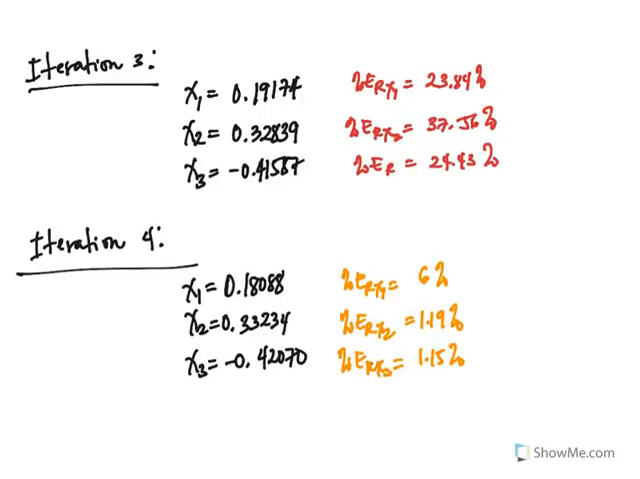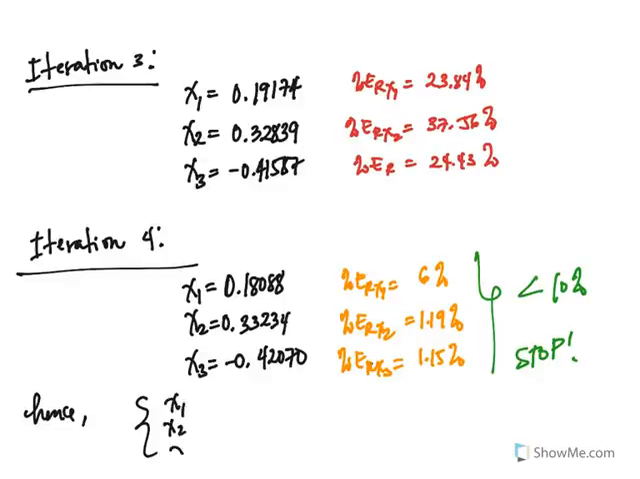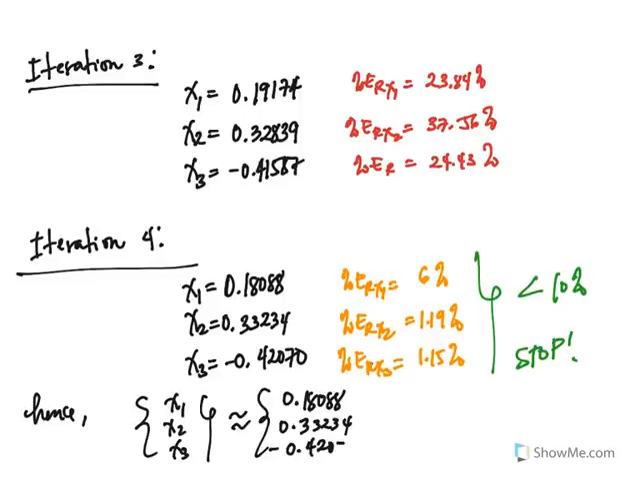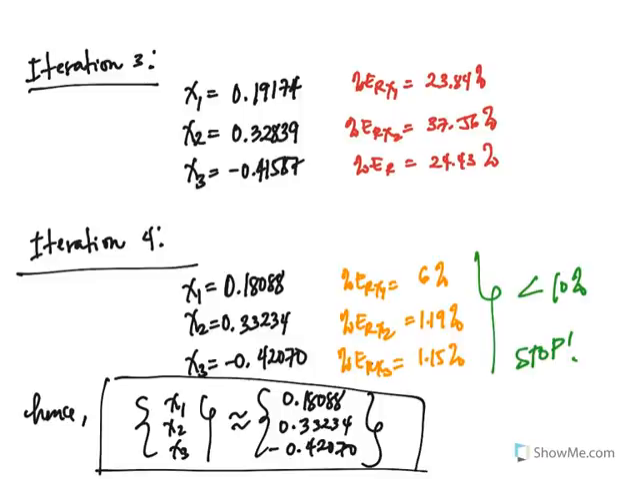So in this case, all of these are already less than 10%. Okay? So therefore, we now stop iteration and conclude now that, okay, hence, the solution now, x1, x2, x3, will be approximately equal to what we obtained here, 0.18088, 0.33234, and negative 0.42070, using the Jacobi method.